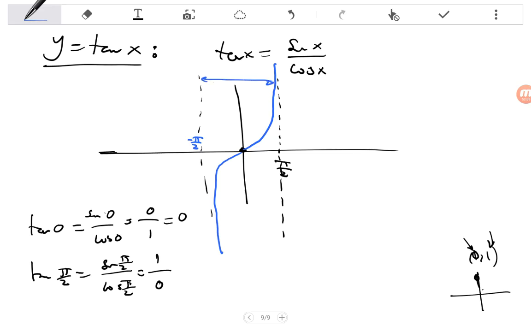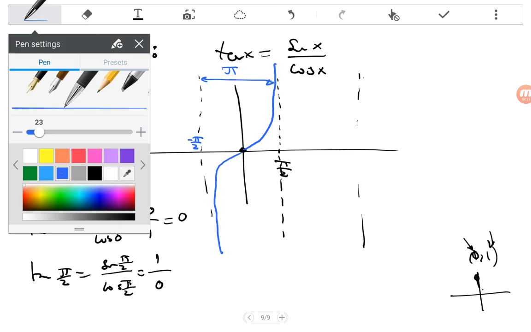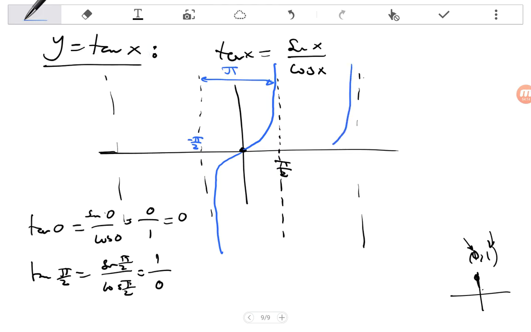So what is the length of that interval? It is pi. The length of that interval is pi. It will just repeat itself each pi. Now we'll have another new asymptote like this, and so on. It will just repeat itself like this every pi. That will be 3 pi over 2.